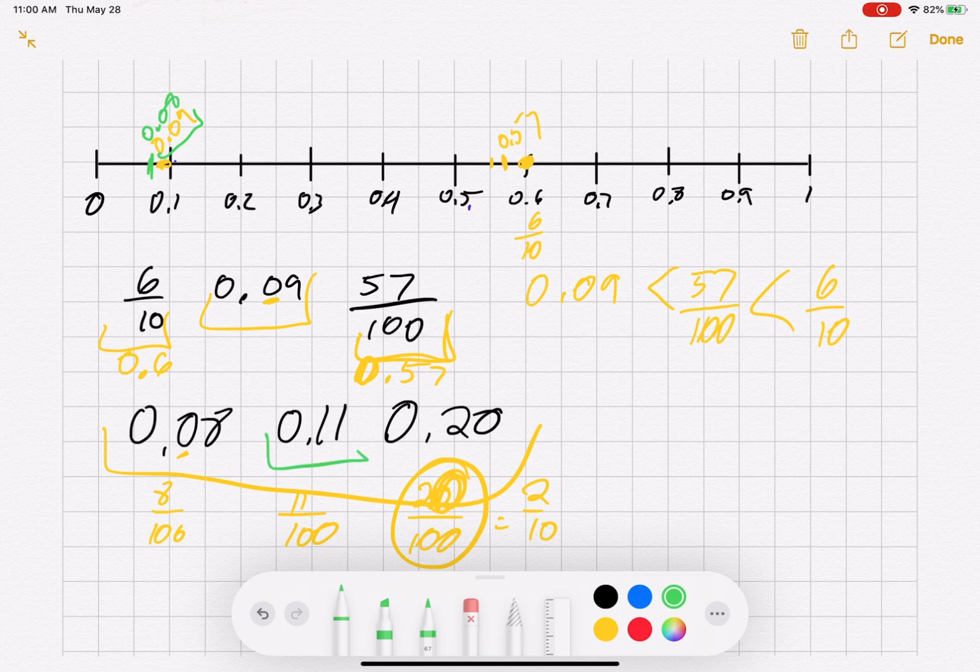Then I have 0.11, so I find the 0.1. And then I know that the other one would be really close there, so 0.11. And then I have 0.20, which is right here. And then I can write them in order. 0.08 is less than 0.11, which is less than 0.20.